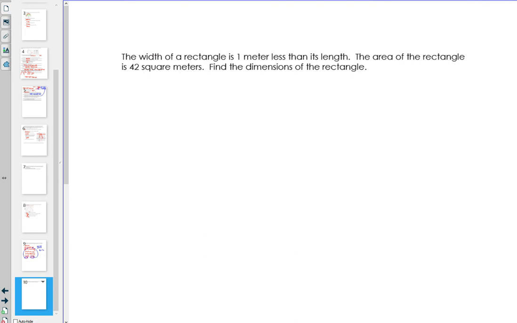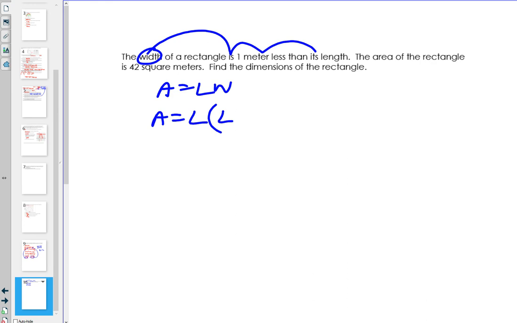Okay, look, this one I can at least start with. The width of a rectangle is 1 meter less than its length. The area is 42. What are the dimensions? So the area here is still length times width, but the difference is they tell you that the width is 1 meter less than the length. So you could take out the width and put length minus 1. So 42 is equal to length times length minus 1.